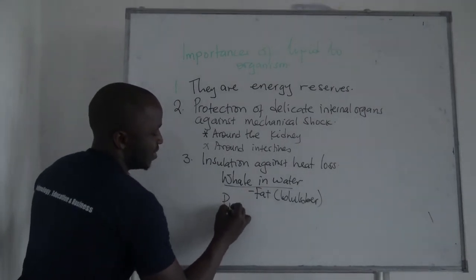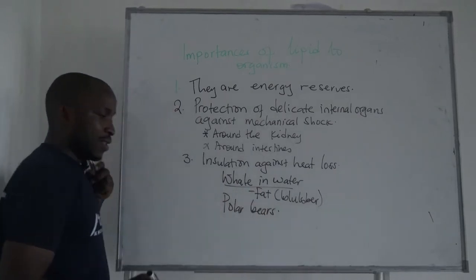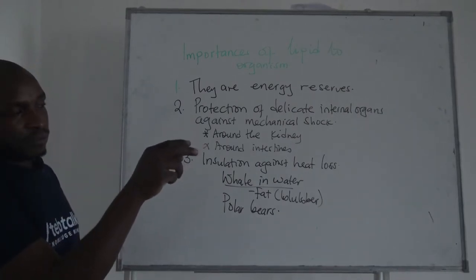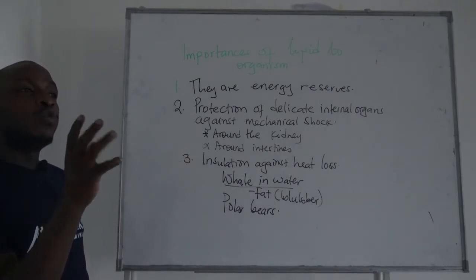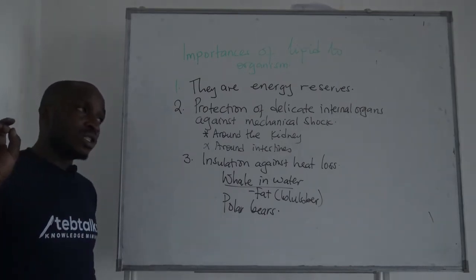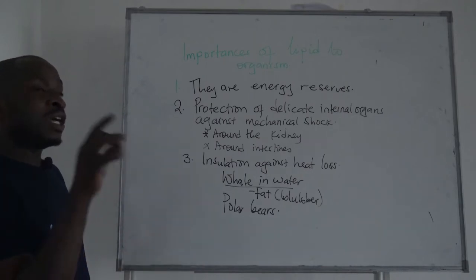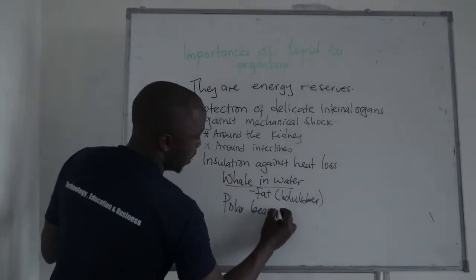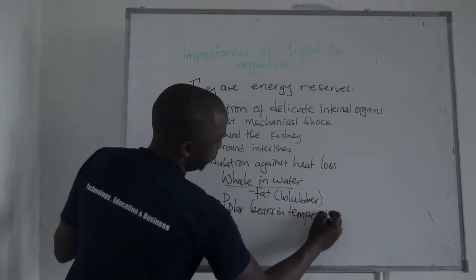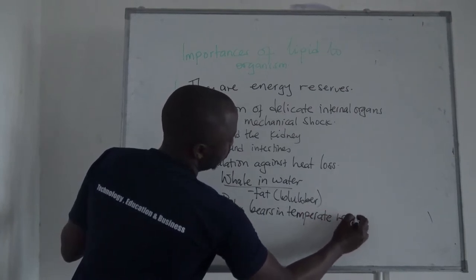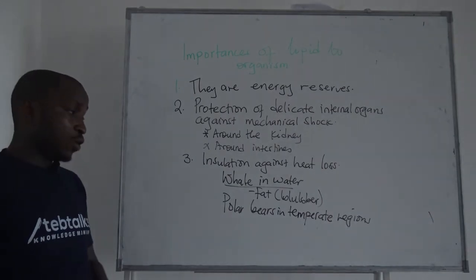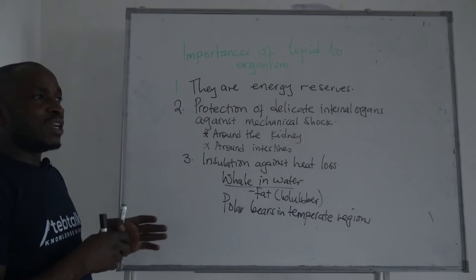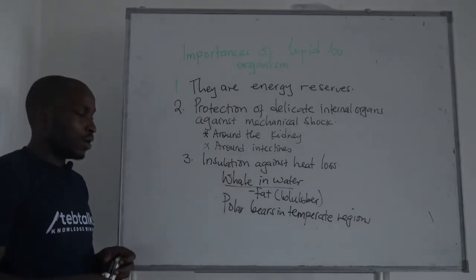Even polar bears, if we compare animals that stay in the desert vis-a-vis animals that stay in the temperate regions, you see very big differences. Animals that stay within those regions that receive winter seasons, very cold environments, have a lot of fat in them. They even take up big sizes so that the fat can insulate them. So polar bears in temperate regions, those regions that receive a lot of cold environments at least once in a year, those organisms are adapted to this level. They put on structures that insulate them, and one of them is fats.